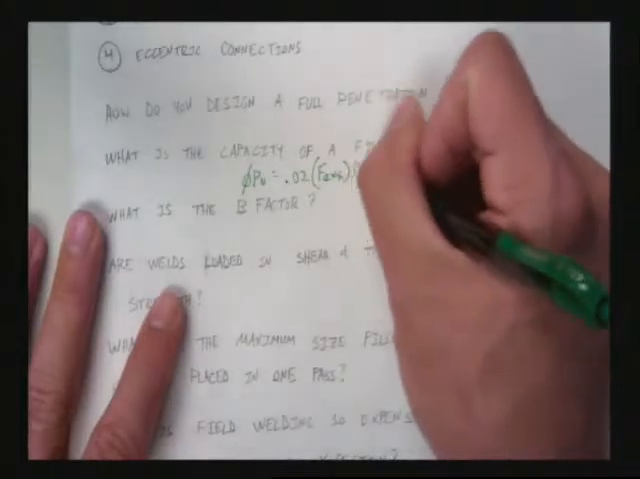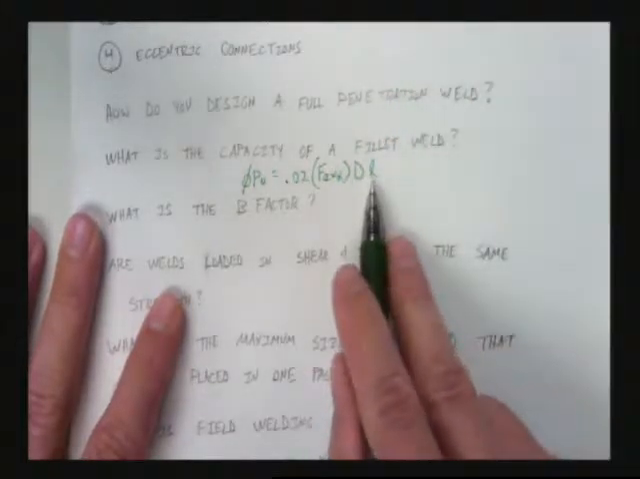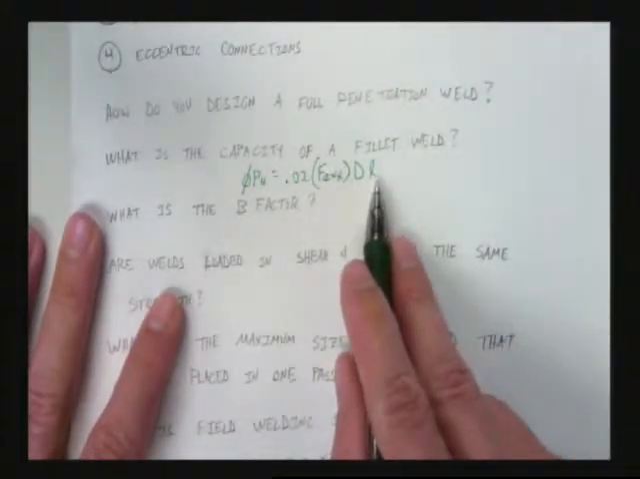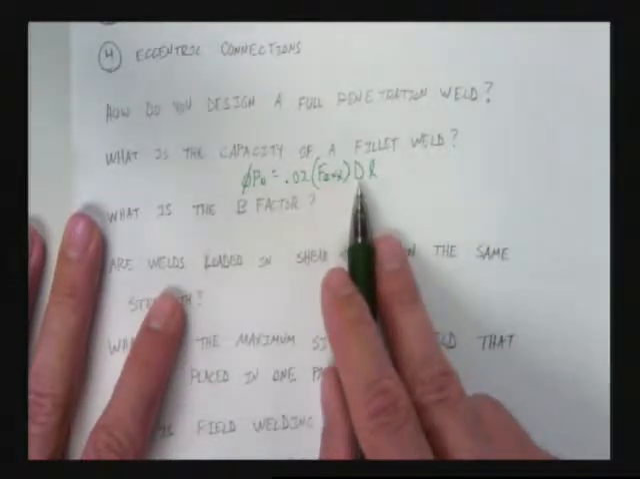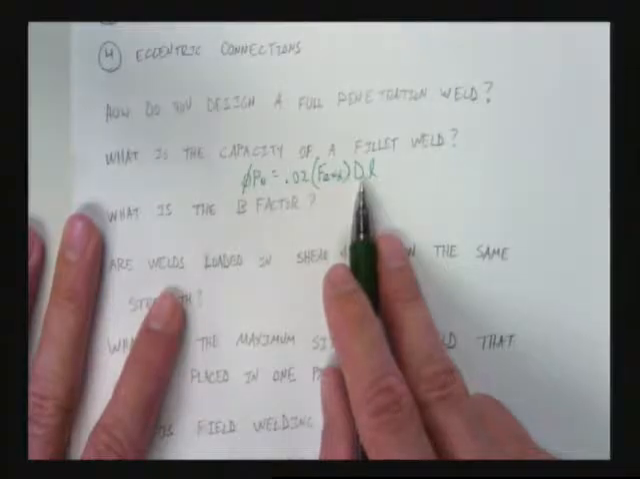DL. Okay, what's L? L's length of weld. The millimeters, right? No. Inches. The whole thing's in inches. Length of the weld in inches. What's D? The leg height is 1/16 of an inch, right?